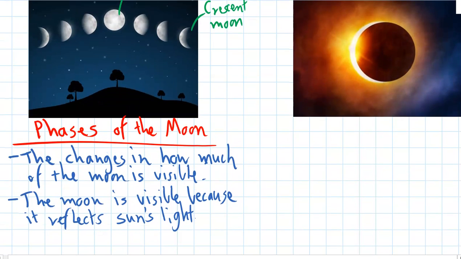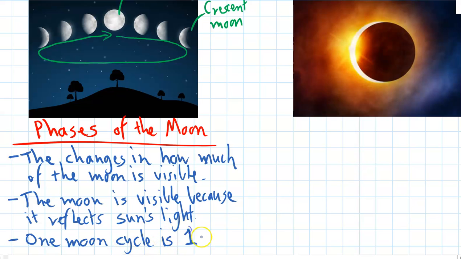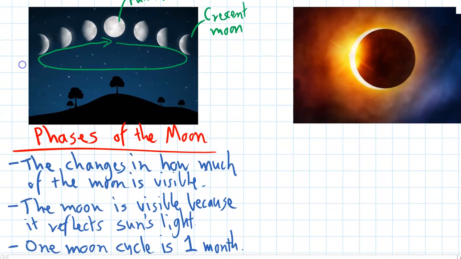Okay, and I said it already that the phases of the moon are a cycle. So this picture here, we can imagine if we start with a full moon, we go around, back to here, and then we end up with a full moon again later on. And the length of that cycle is a whole month. So we can call it that one moon cycle is a month. So if you write down the date of when a full moon is, then it's going to be a whole month until the next full moon.